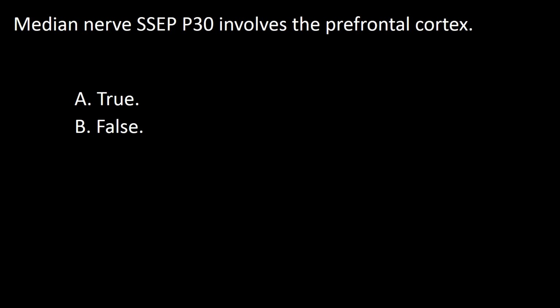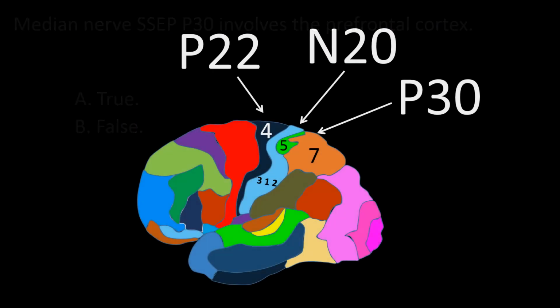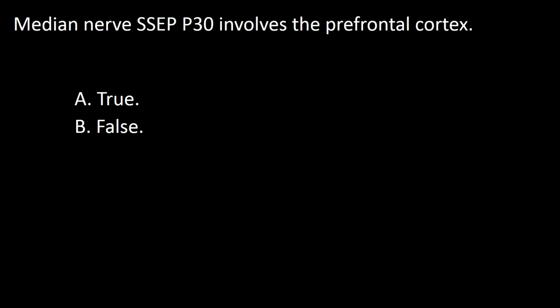Next question. Median nerve somatosensory evoked potential P30 involves the prefrontal cortex. A. True, B. False. P30 is a parietal generated potential. It may correspond to the parietal lobe association area. So the answer to this question is B.